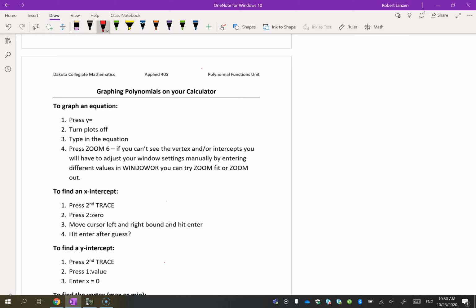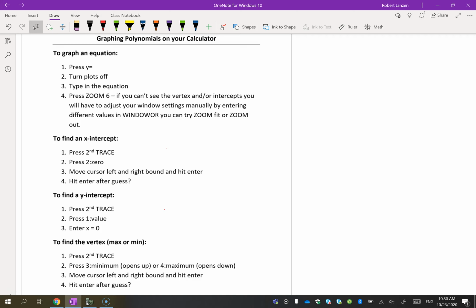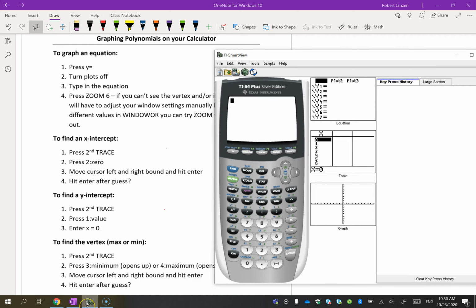So the unit on polynomials, we're going to begin by looking at how to use our calculator. I have here basic instructions for using the calculator, but let me just show you where some of these buttons are. If you want to graph an equation, you're going to press y equals. That's way up on the top left here. What that allows you to do is graph multiple equations.